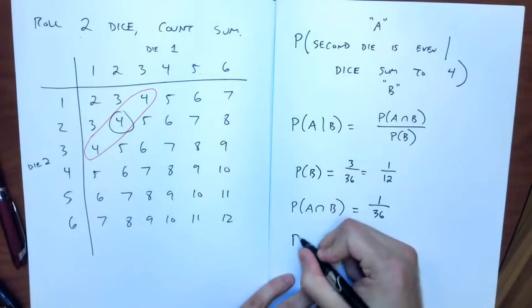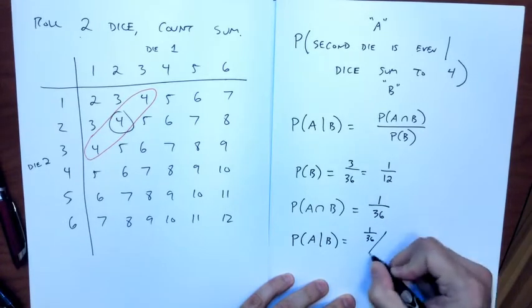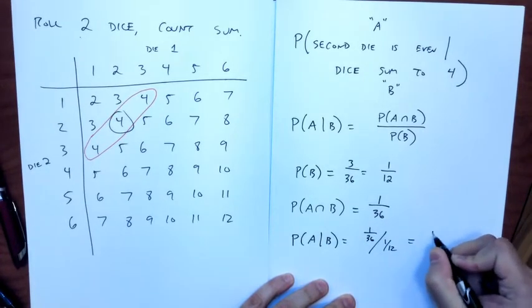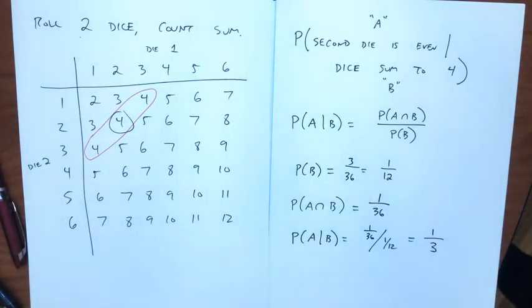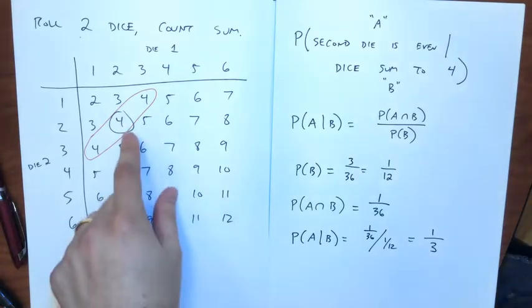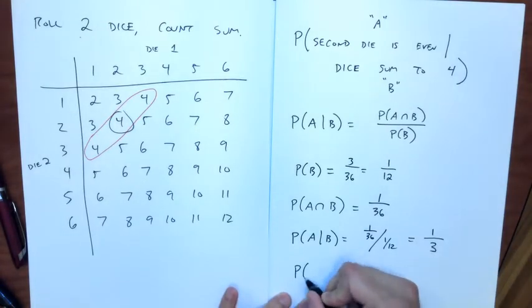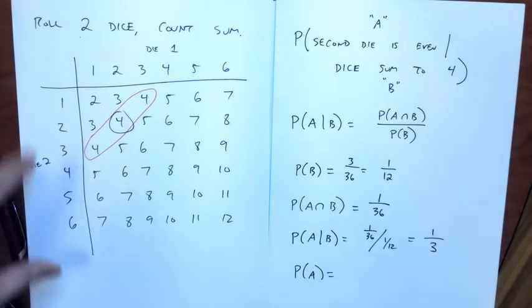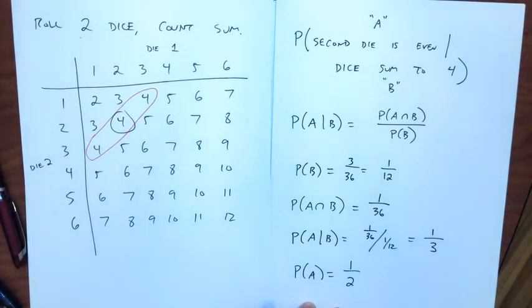And then, by my formula, the probability that A given B is this 1 over 36 divided by 1 over 12, which is 1/3, right? So this kind of stands to reason, in the sense that this second die being even is one of the 3 outcomes of the overall B, right? And if I think about the probability of A by itself, what's the probability the second die is even? Well, if these outcomes are all equally likely, the probability that the second die is even is 1/2, right?